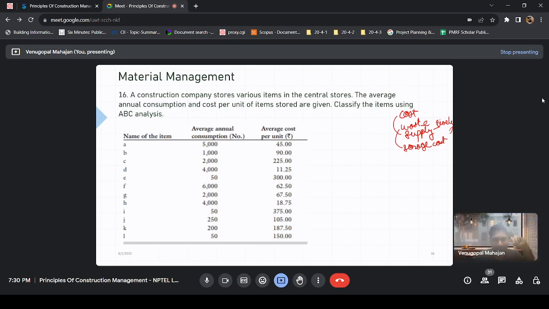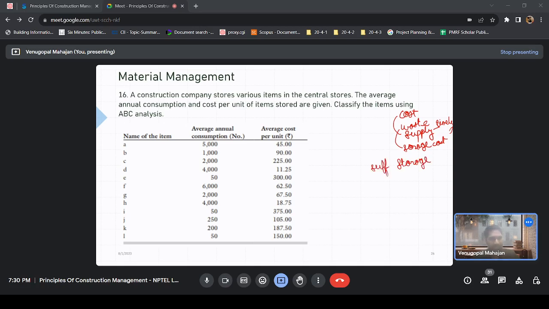Sir, there must always be a full store in the inventory. If not full, then what is required till a certain time must be stored. Okay, sufficient storage, let's write it like this. Yes, sir. Okay, anything else?